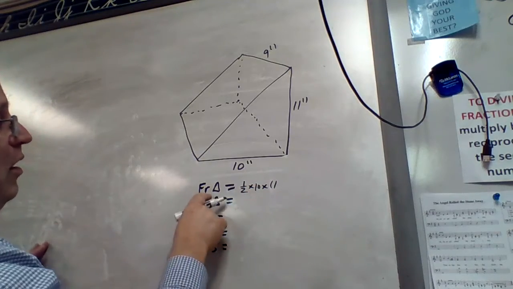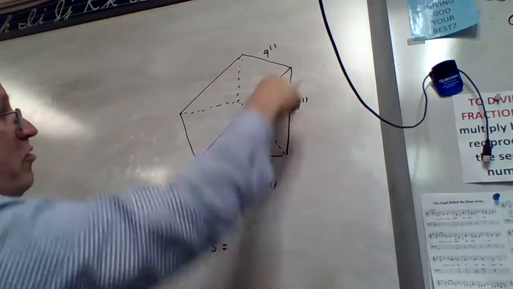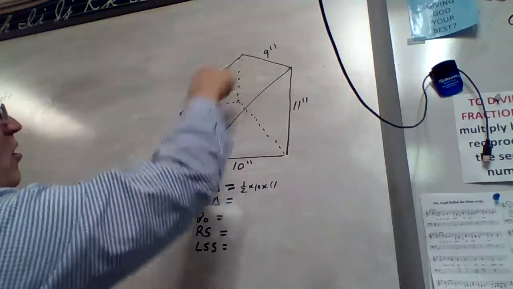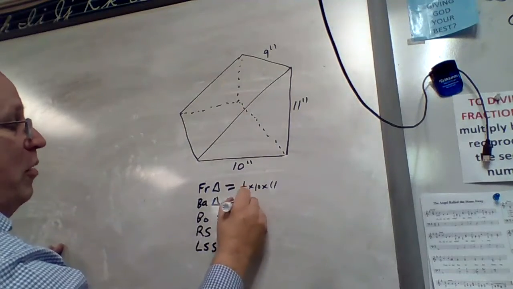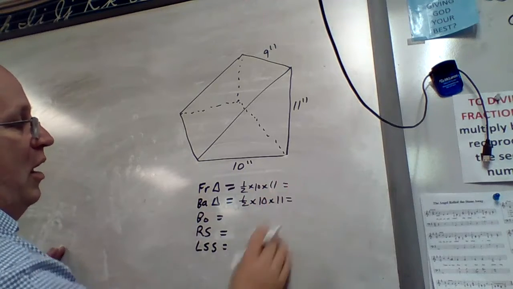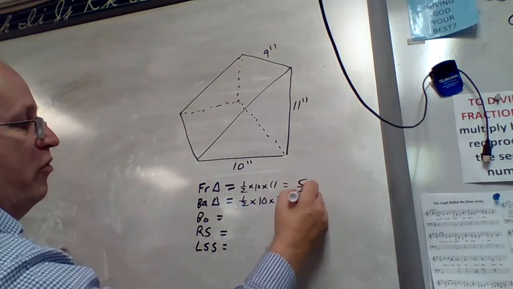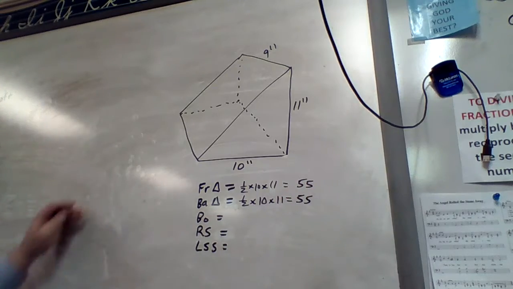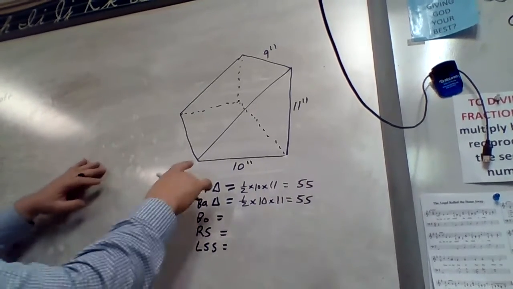And guess what? Because the front triangle has those dimensions, that means the back triangle also has those dimensions. So I'm going to write 1/2 times base times height again. And the answer to both of those is 55. How about the bottom? Right down here.